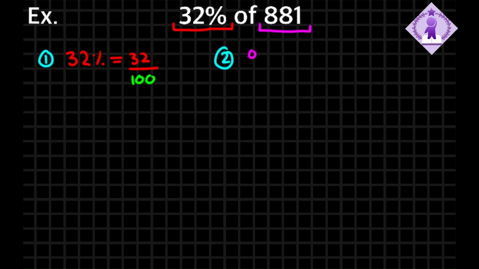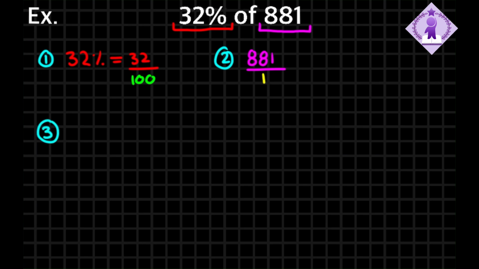Let's try another question. 32% of 881. Here, 32 is our percentage, and 881 is our total value number we are finding a percentage of. Our first step is to turn our percentage into a fraction over 100. 32% is equal to 32 over 100. Next, we turn our total value number into a fraction over 1. This is 881 divided by 1.